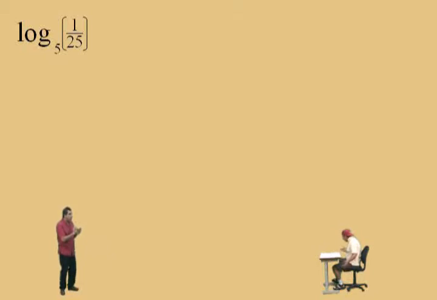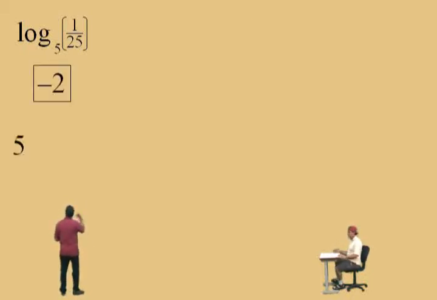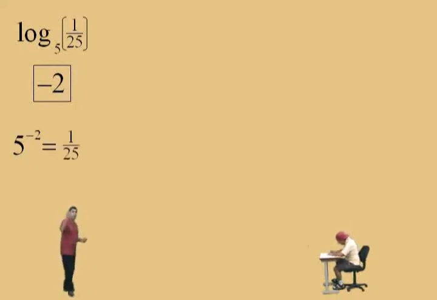What do you raise 5 to the power of to get 25? 2. 2, that's right. And so, what do you raise 5 to the power of to get 1 over 25? Negative 2. That is a negative 2. That's true, because 5 raised to the negative 2 actually means 1 over 5 squared, which is actually equal to 1 over 25. Very nice, okay?